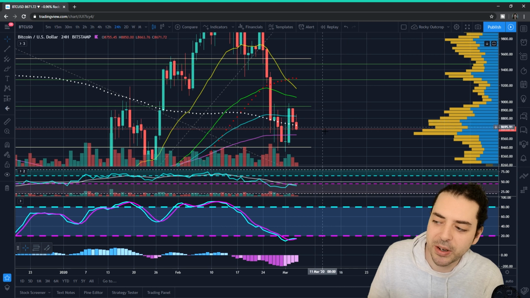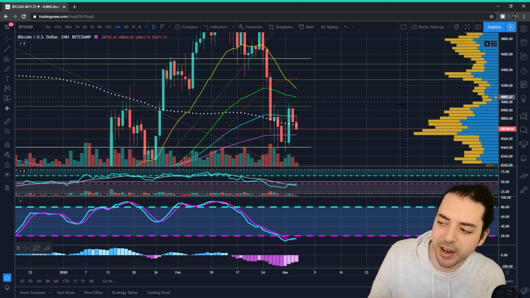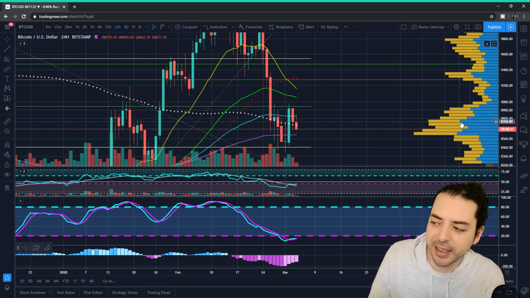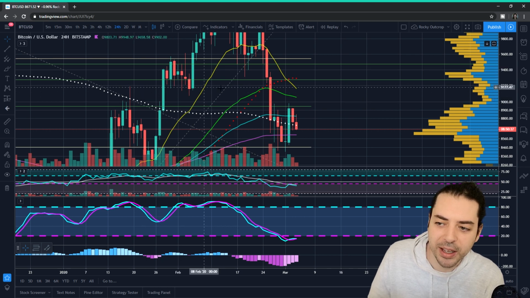So we know as well when we look to the right and we look at this VPVR that we have, this set of bars here on the right hand side, what it shows us is the trading activity that occurred at certain price points.